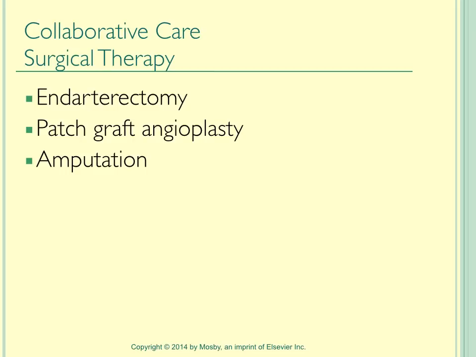So the patch graft angioplasty is they will open the artery, they will remove the plaque. So if they open the artery and remove the plaque, that's called endarterectomy. But if along with opening the artery and removing the plaque, they sew a patch to the opening of the artery to widen the lumen, then it's called patch graft angioplasty. Amputation may be required if tissue damage is so much that gangrene has developed and all major arteries in the limbs are getting blocked.